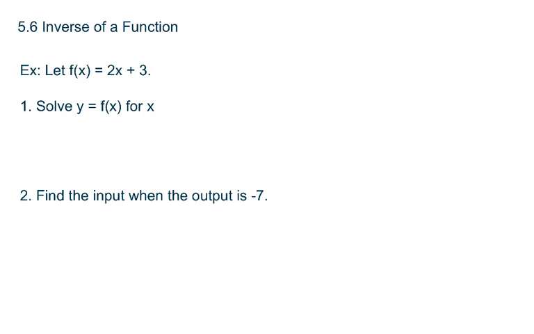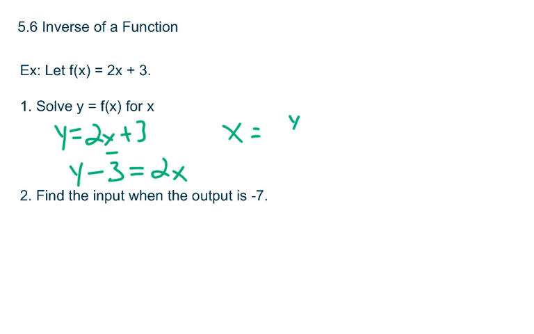What we're going to do first is replace f of x with y. So we're going to have y equals 2x plus 3, and then we're going to solve for x, so we're going to get x by itself. The first thing we need to do is subtract the 3. So we have y minus 3 is equal to 2x, and then one last step: we just need to divide both sides by 2. So our final answer for part number 1 is x equals y minus 3, and then we've divided that whole thing by 2.